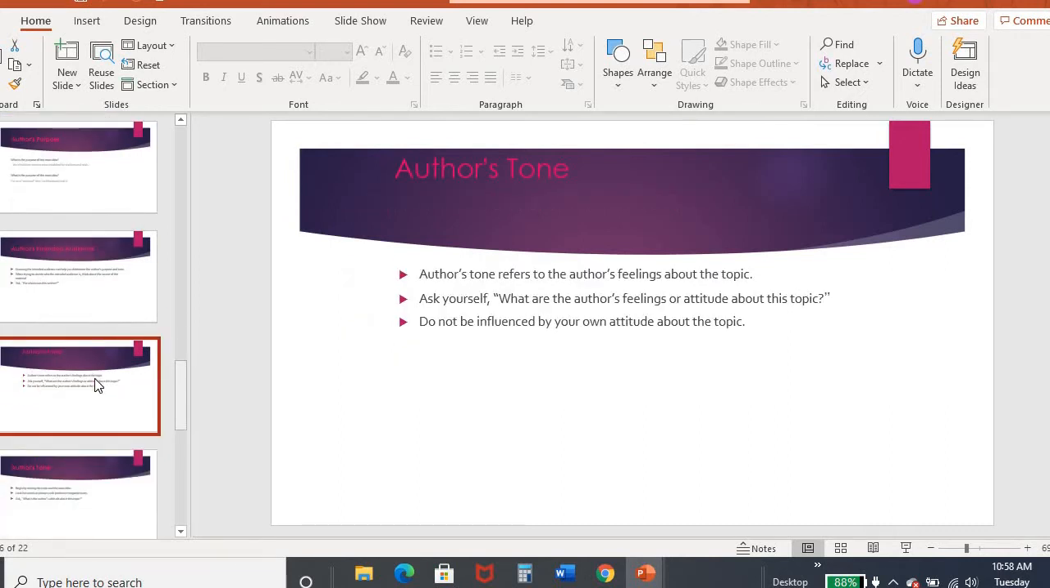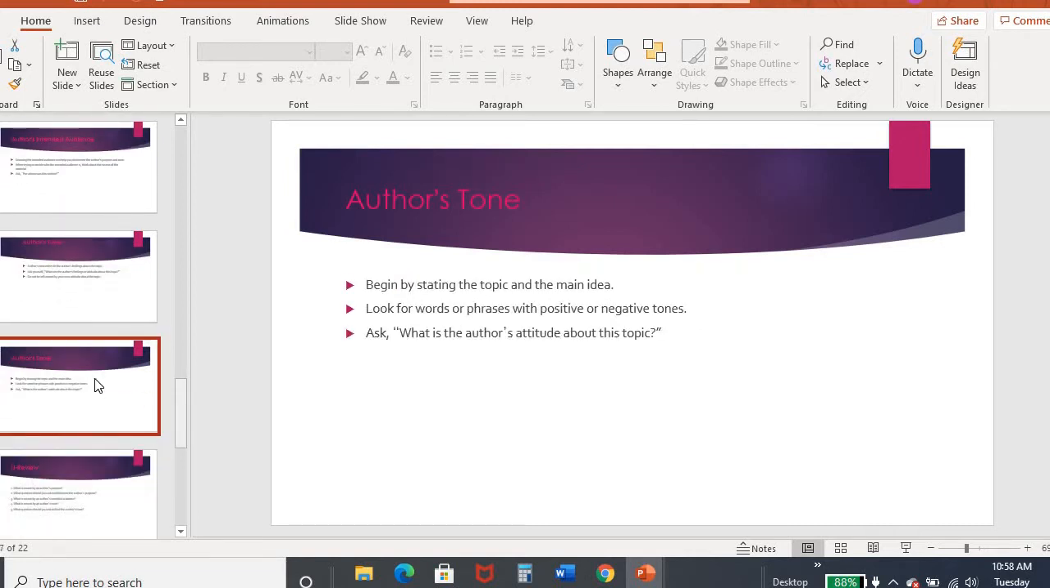So the tone, I don't know if you've ever had anyone tell you in your life, don't use that tone with me. A tone is the author's feelings about a topic, how they feel about something. And so if you can determine what their attitude or feeling is, that is when you can pick up on their tone. Some general tones, again, you look for topic and main idea, but you also just look for words or phrases that have a positive or negative type indication to them.